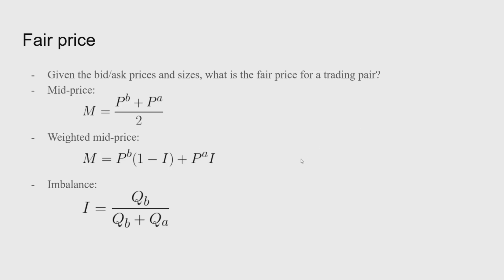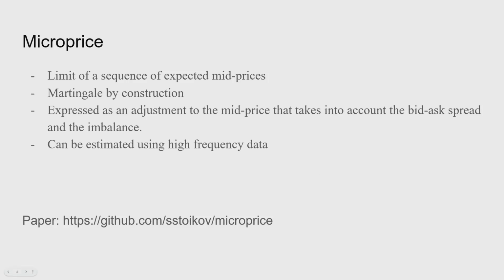This all brings us to the microprice, which is defined as the limit of a sequence of expected mid-prices of the future. The microprice can be expressed as a simple adjustment to the mid-price. So computing the microprice consists of computing the adjustments across some number of imbalance buckets from historical data, then adding those adjustments back to the mid-price given the current spread and the current imbalance of the order book.